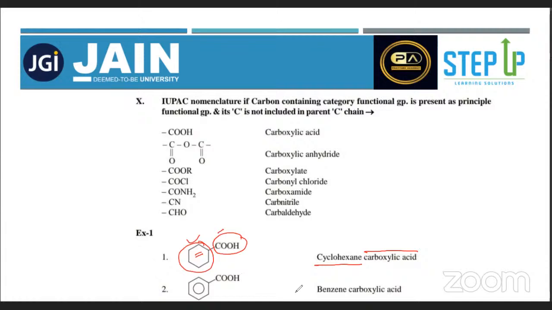Same thing here: benzene carboxylic acid, because I'm not able to attach. So for that we have names. When you're not able to count the carbon of COOH in the principal chain, it is carboxylic acid. For anhydride, it is carboxylic anhydride. For COOR group, it is carboxylate ester. For COCl, it is carbonyl chloride. For amide, carboxamide. CN is carbonitrile. CHO is carbaldehyde. So this is when you're not able to count. For example, say if I have some situation like this, and we have this.